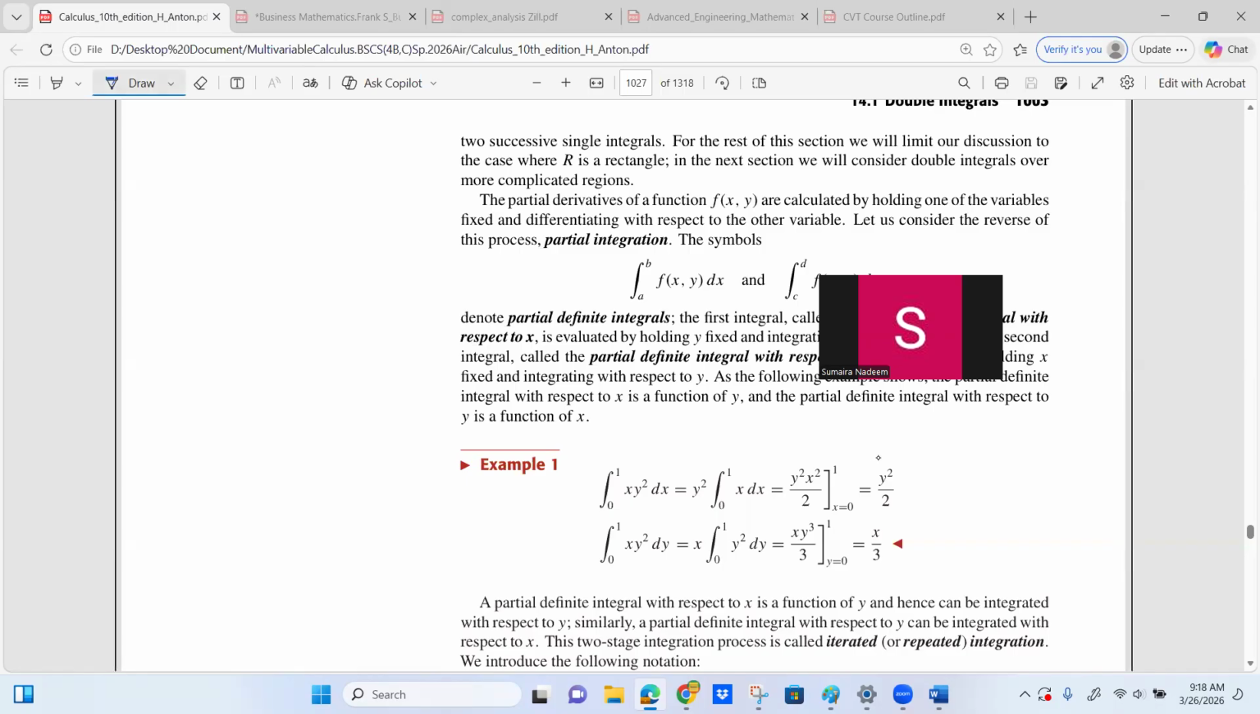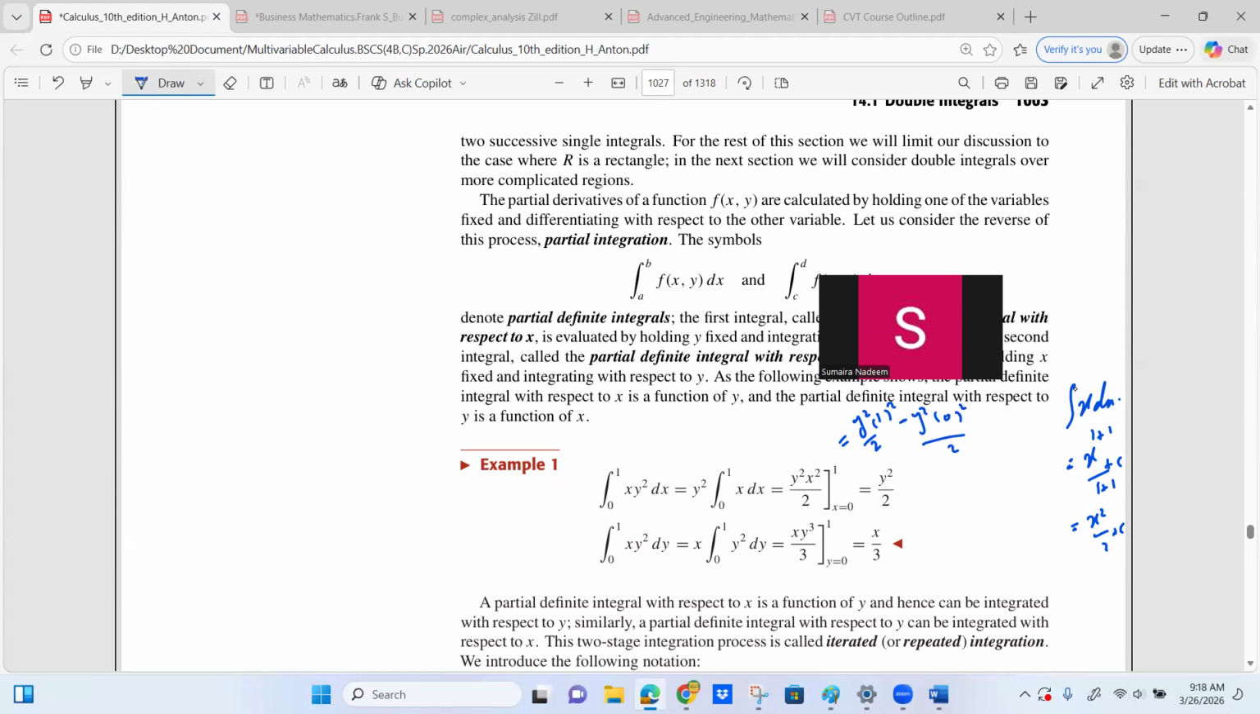Basically, what is the integration? Integration of x dx would be x raised to 1 plus 1 over 1 plus 1 plus constant, which is x square over 2 plus constant. But if there is application of the limit, then c will not appear here. So its value is y square times x square by 2, then after applying the limit, y square by 2 into 1 square minus y square into 0 square by 2. So its result is y square by 2 minus 0. 0 over 2 is 0. So this is the result, y square by 2.